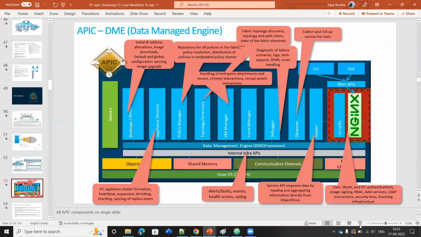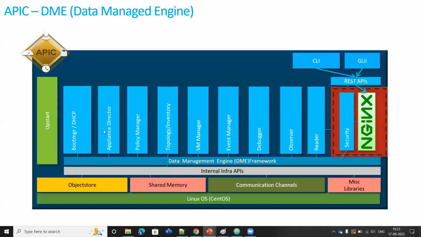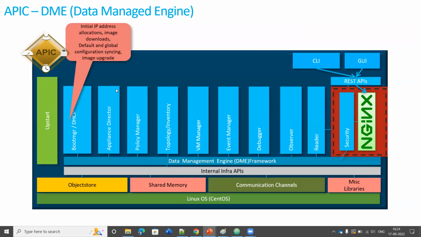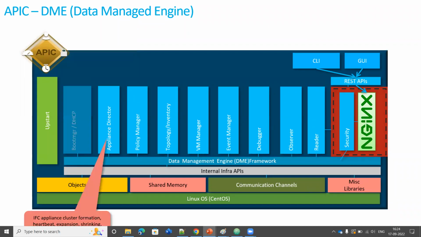So let's take a look at this. As I was saying, the DHCP boot manager is the one which is responsible for assigning the DHCP address. There is another one, the appliance director, which is responsible for all the basic setup. If I go here, this is the initial IP address allocation, DHCP. Okay, and the appliance director is responsible for the IFC, which is the application cluster information, health, heartbeat, expansions, ranking. All these features work under the appliance director.